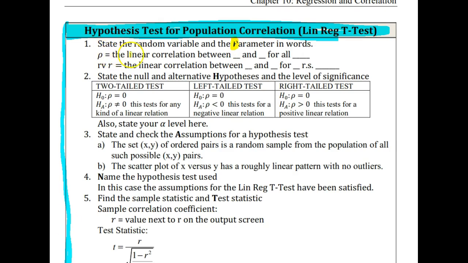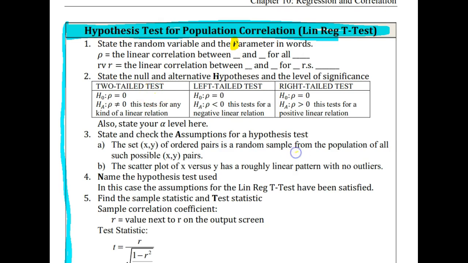So our first step was we're going to state the parameter along with the random variable that we're going to use for its estimate. So in this case, rho is going to be the linear correlation between whatever our two variables are for all of the objects that we're looking at, where a random variable r is going to be that same thing for just the n randomly selected objects that we have.